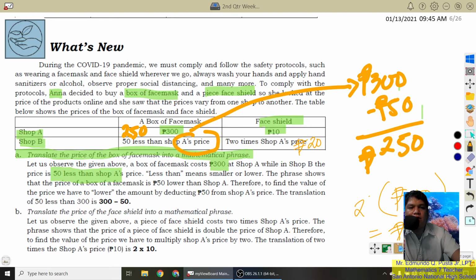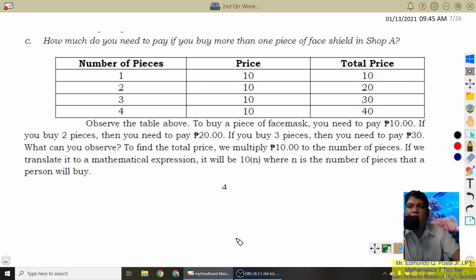Okay. So, for the third one, ayan. How much do you need to pay if you buy more than one piece of face shield in shop A? So, since shop A, ang presyo niya ay 10 pesos. What happens is that for every piece, tumataas yung price niya. So, depende sa dami ng pieces. So, 1 piece is 10 pesos, 2 pieces, 20 pesos, 3 pieces is 30 pesos, 4 pieces is 40 pesos.